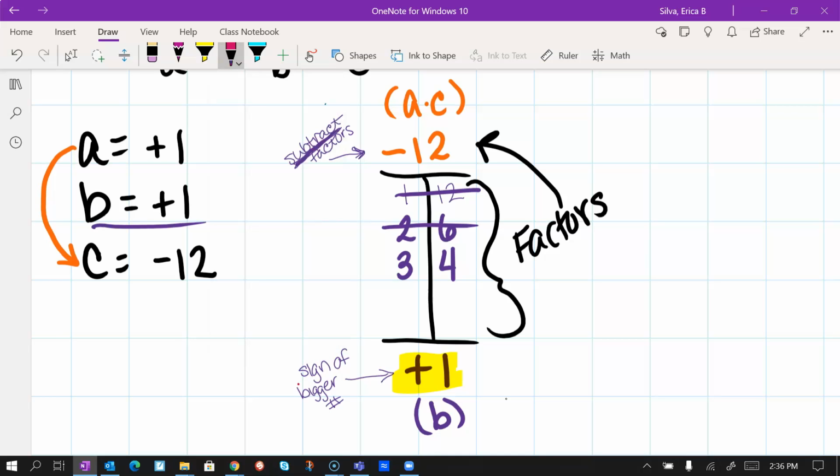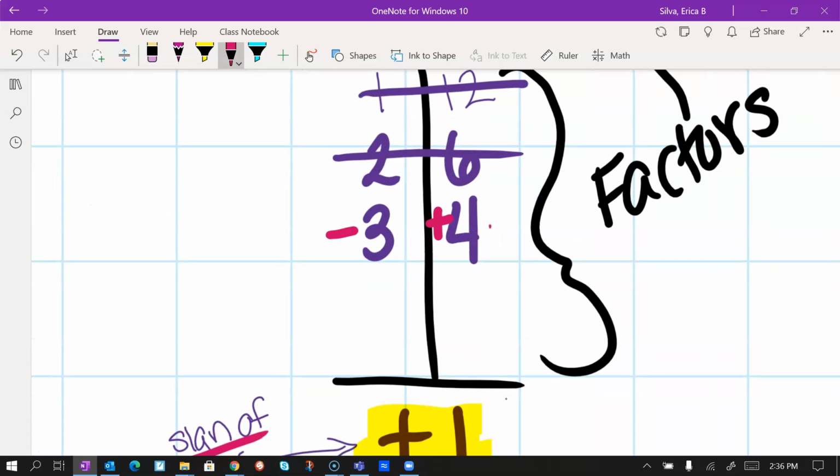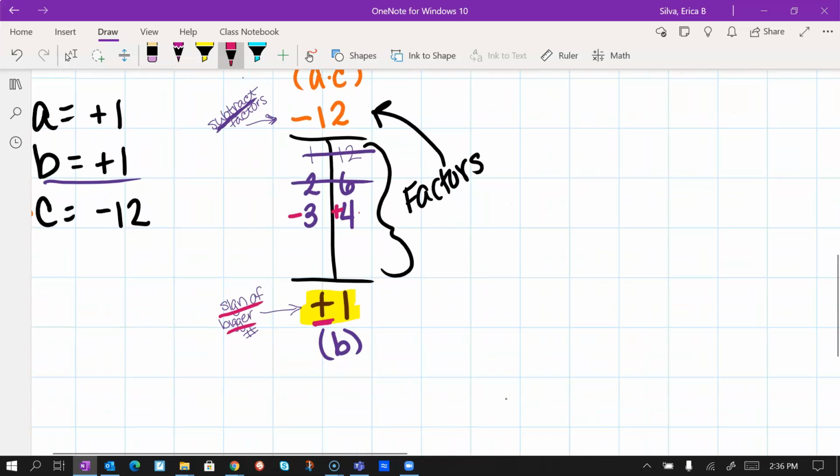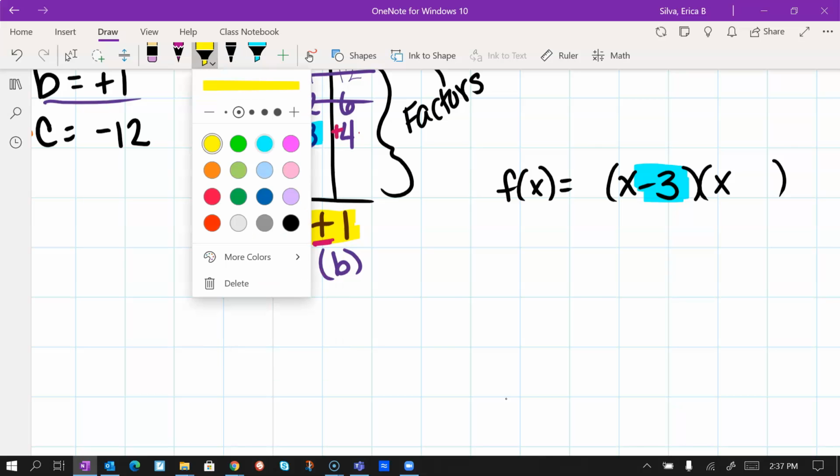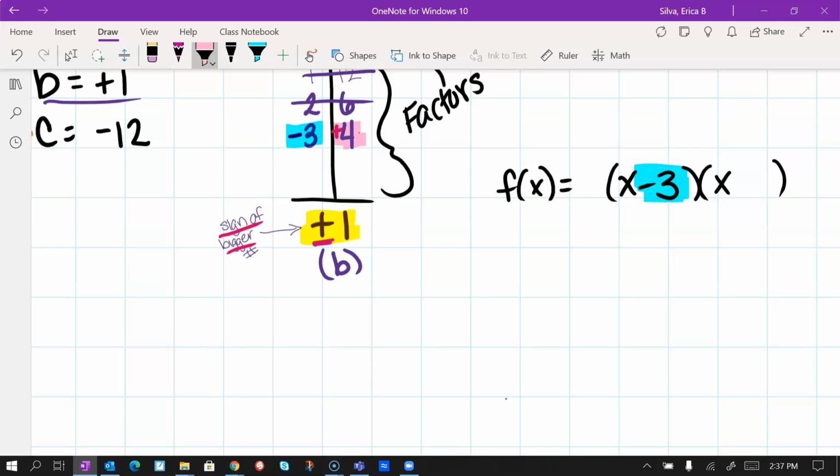And then we go back. The sign of my bigger number is going to be positive. So which one's bigger, 3 or 4? 4. So this one's going to be positive and this one's going to be negative. So I'm going to set up my equation over here. We've got f of x is equal to x and x. This number that we have here, we're going to put it in here, minus 3. And then this number here, we're going to put it over here. That's going to be positive 4.